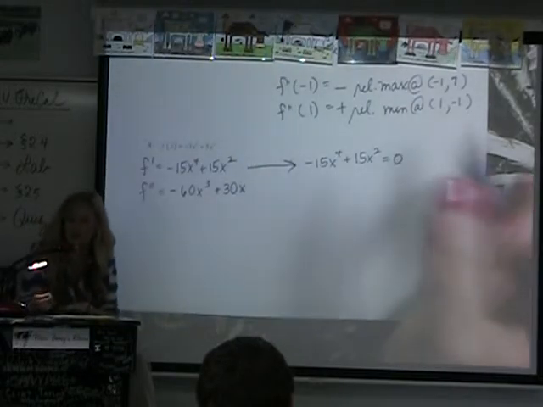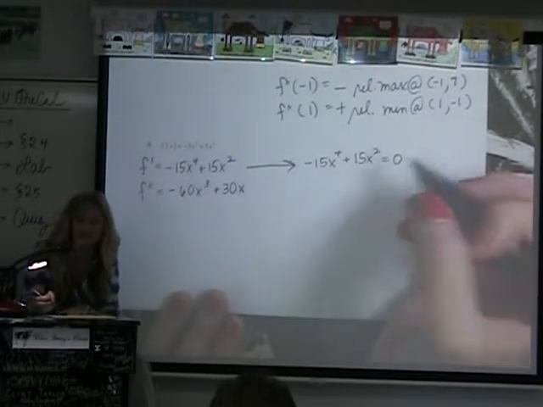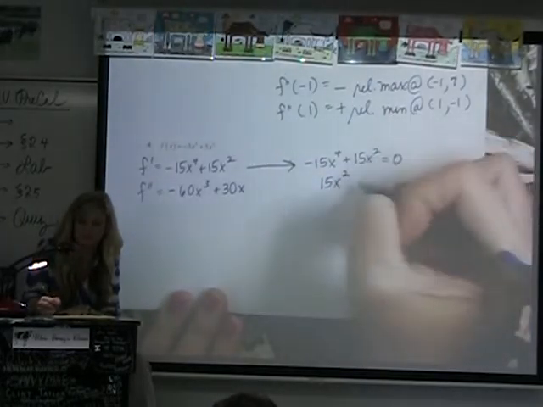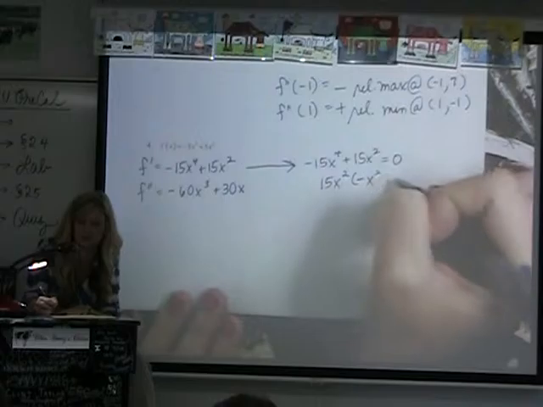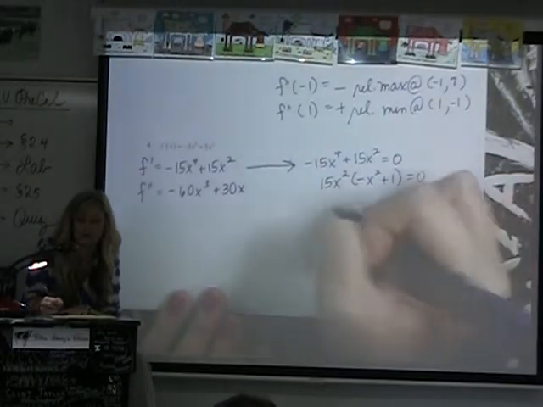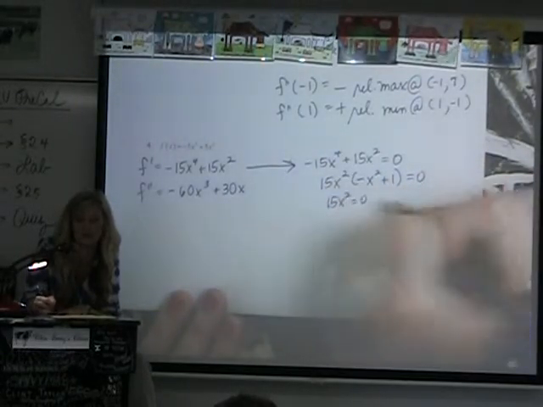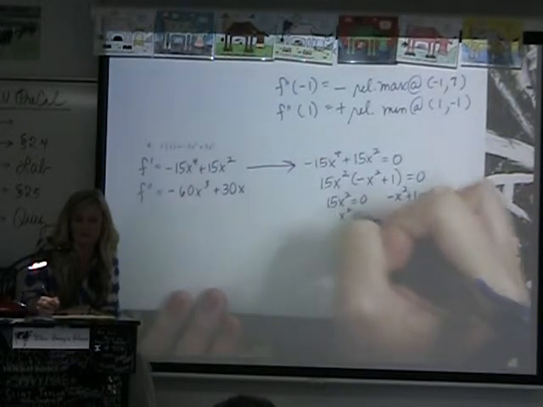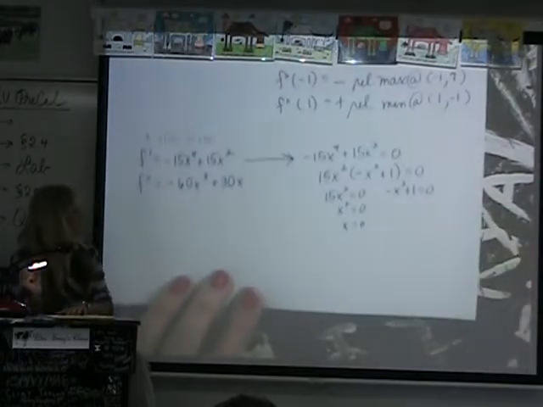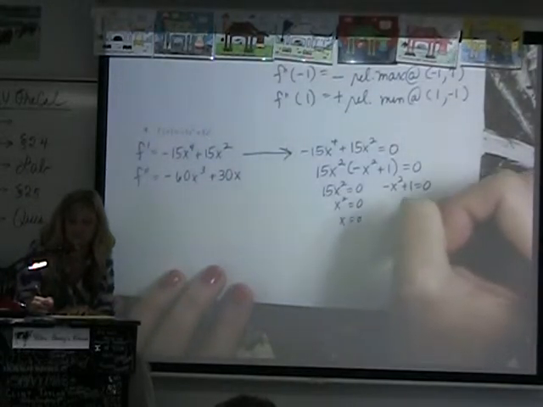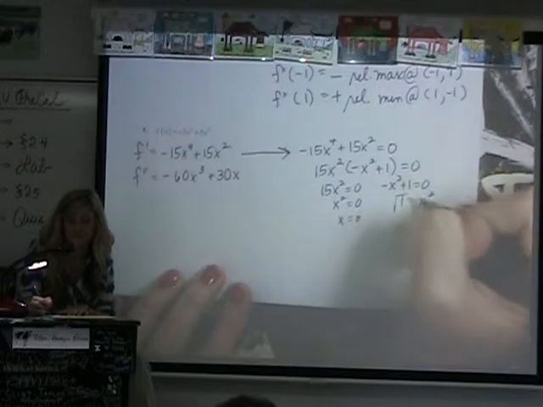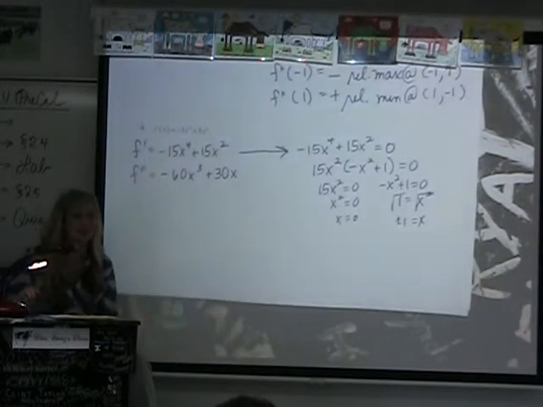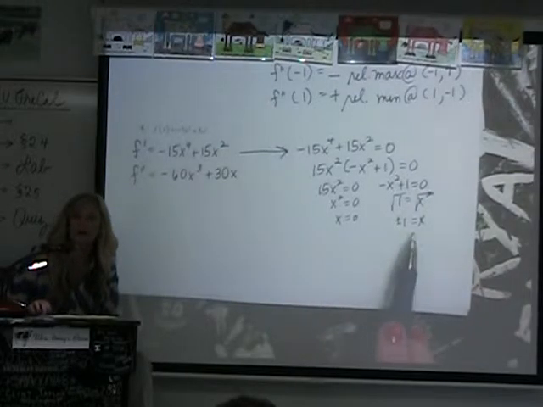On this one, I think I'll do factoring again. It has a GCF. I'm going to factor out 15x squared, and I'm left with negative x squared plus 1. Set each factor equal to 0 and solve for x. So this time I found 3 test values: 0, 1, and negative 1.